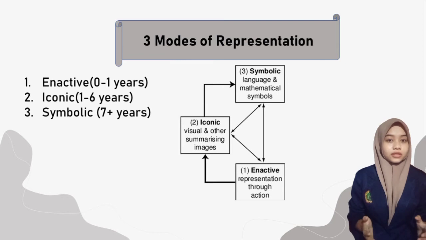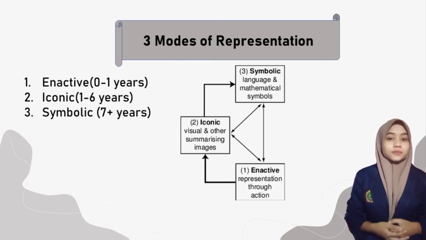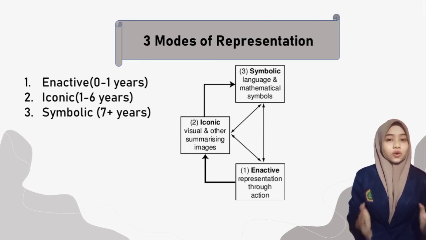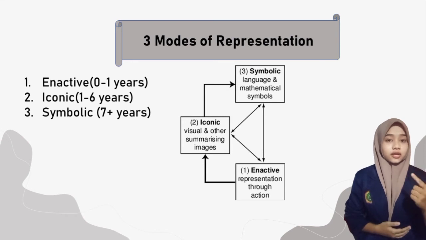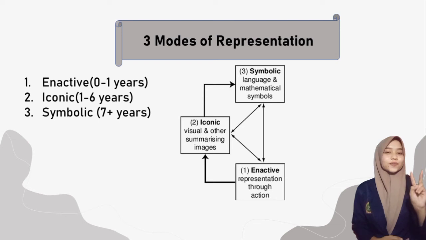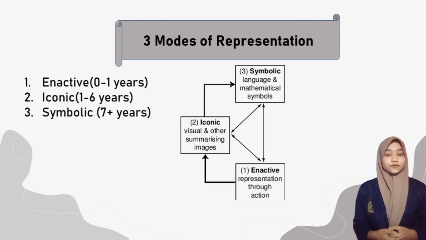And then symbolic, 7 plus years. At the last stage, the child has been able to have ideas that are strongly influenced by his or her ability in language and logic. In understanding the world around them, children learn through symbol of language, logic, mathematics, and so on. Those are two main points of Bruner's cognitive theory.